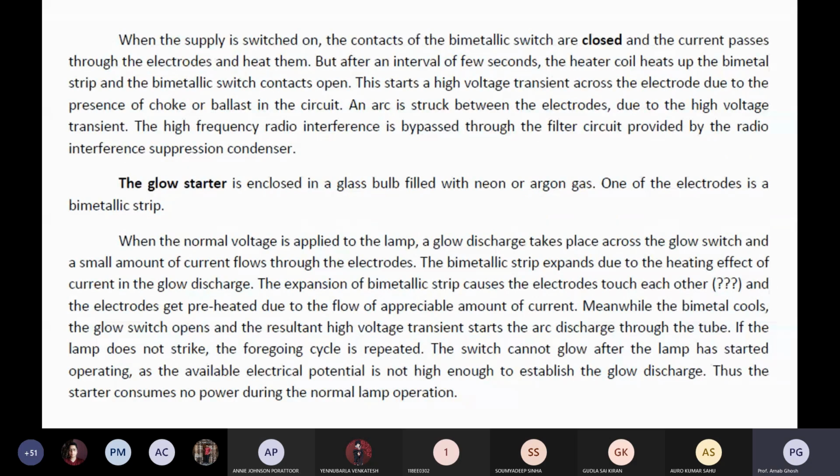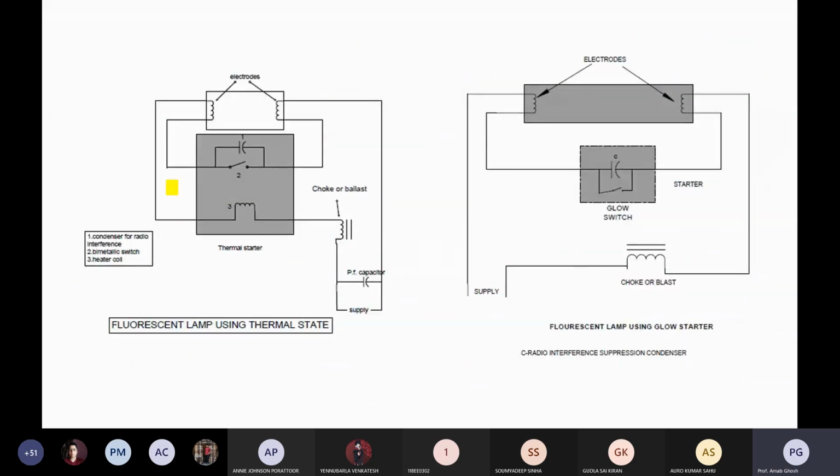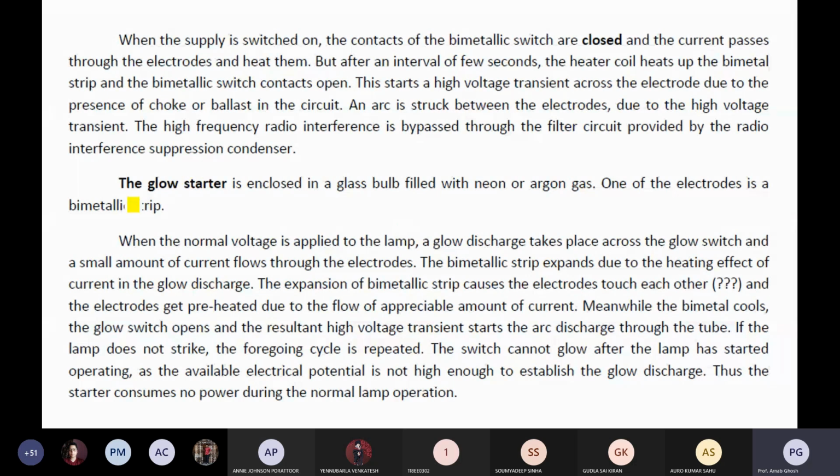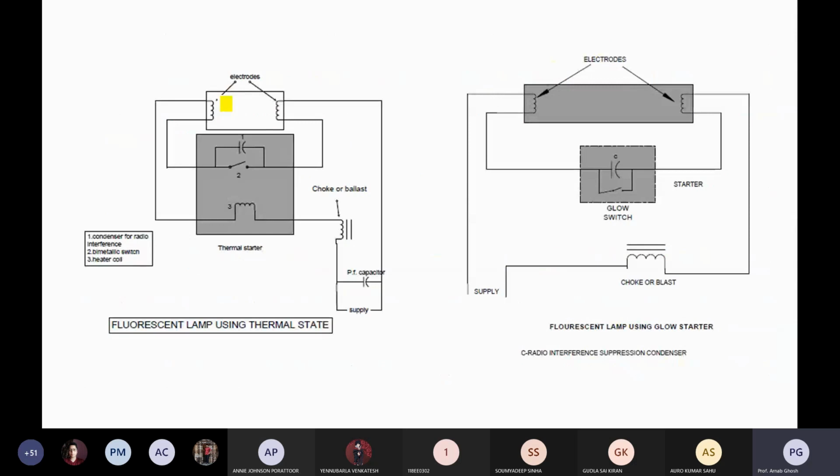Another important point, some operating principles are given here. That portion I think you already know. So what is the purpose of the starter? When the switch is closed, you know the electrodes, you are giving the supply. Then the voltage is developed by the choke ballast, and that high voltage will be there. Thermal starters are there, sometimes it is there, sometimes it is not. Here you can see the basic operation of interference suppression on a fluorescent lamp using glow starters.